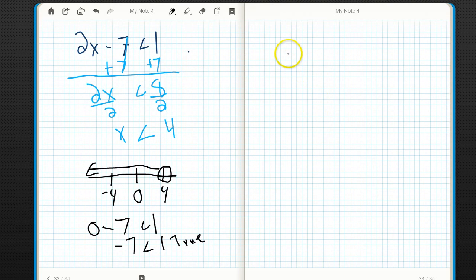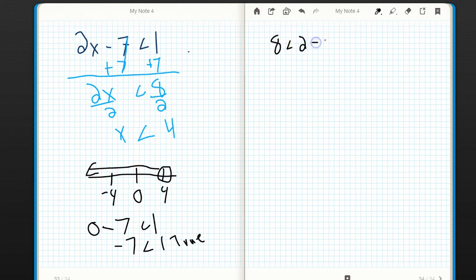So now let's do one that trips everybody out. I have no idea why. So let's do 8 is less than or equal to 2 minus x. Alright. So this trips everybody out for some reason because x is on the other side. It doesn't matter where x is at. So, once again, we need to get rid of the 2. So we do minus 2, minus 2. 8 minus 2 is 6. These cancel out, so you're left with -x.